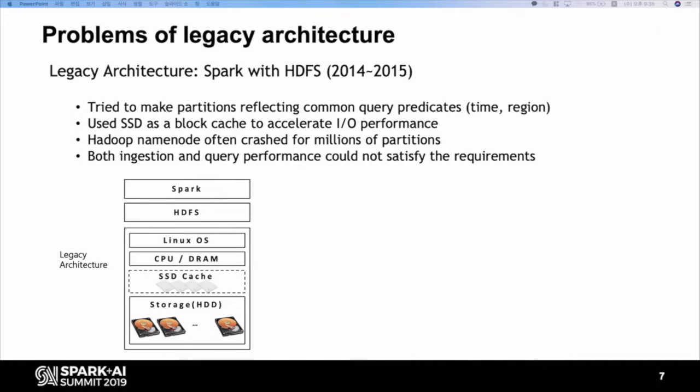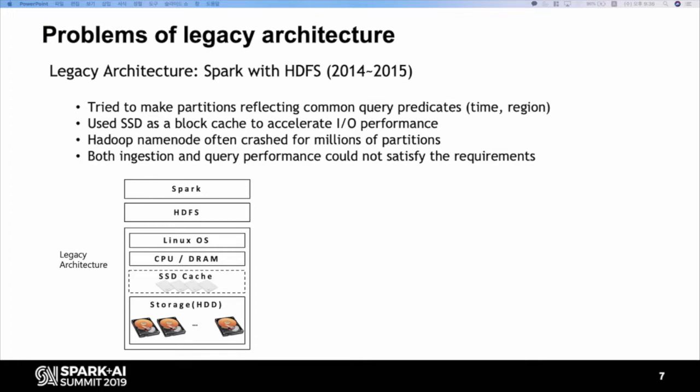The legacy architecture. First, we built a software stack based on Apache Hadoop and Apache Spark. And we tried to make many partitions reflecting the common query predicates: time slots and cell tower regions. And then we appended SSDs, which are very fast storage devices, much faster than hard disks, as a block cache layer to accelerate I/O performance. And we put a lot of effort into optimizing Hadoop and Spark for a year to satisfy the requirements.